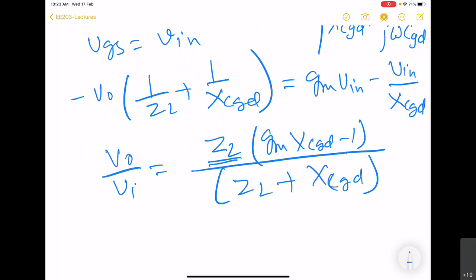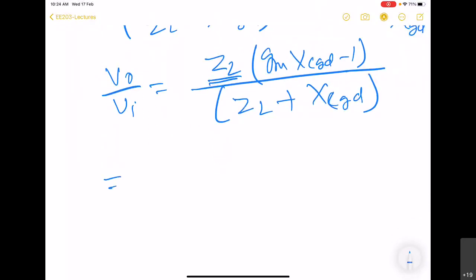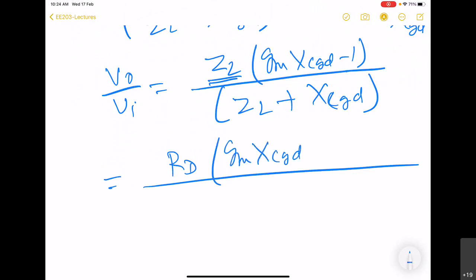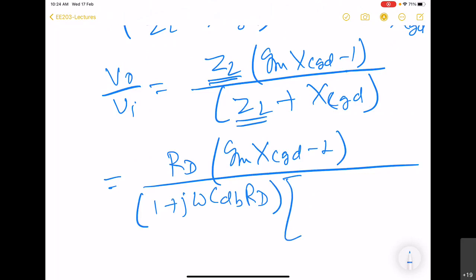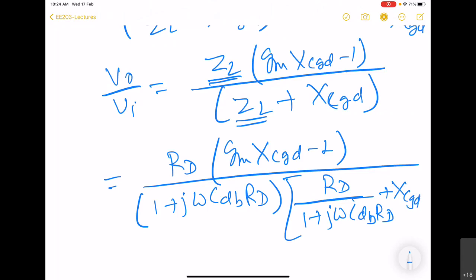So now we will substitute this ZL by the expression that I pointed out some time back. So when we substitute ZL, we get RD into GM XCGD minus 1 divided by 1 plus G omega CdB RD, and ZL is here in the denominator as well. So this also needs to be substituted. 1 plus G omega CdB RD plus XCGD.